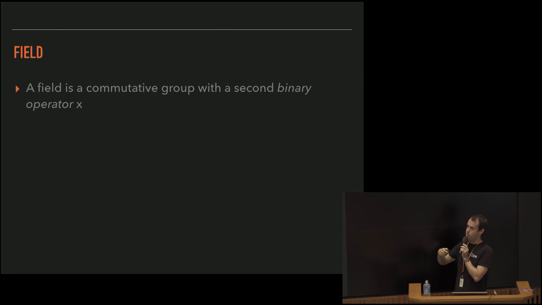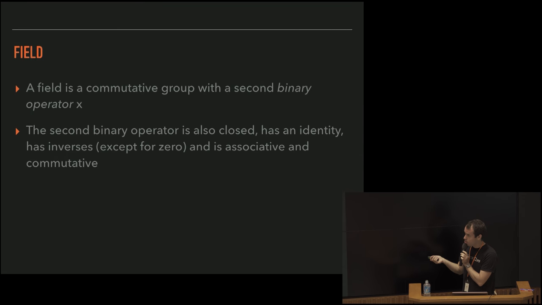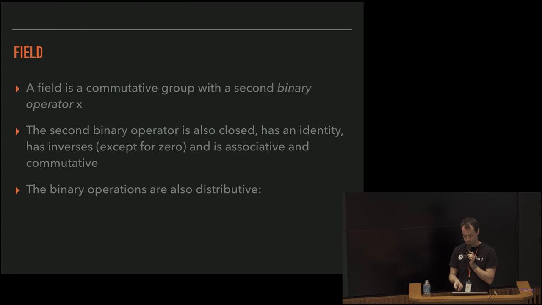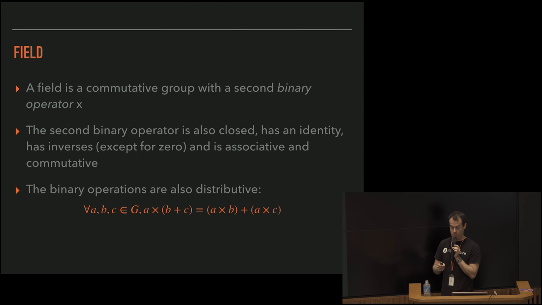All right, we're going pretty quickly, but I'm just going to rush through this. So a field adds a bit more structure onto a group. It adds a second binary operator, which we're going to call x here, multiply. But again, this is just abstract. That second operator is also closed. So if you multiply any two elements together, you end up with an element in the group. It also has an identity with multiplication in the numbers. That identity is 1, because 1 times anything is itself. Every element has an inverse except for 0. And it's also associative and commutative. And the binary operators together, plus and multiply, are distributive. So if you have A multiplied by B plus C, that's the same as A multiplied by B plus A multiplied by C.